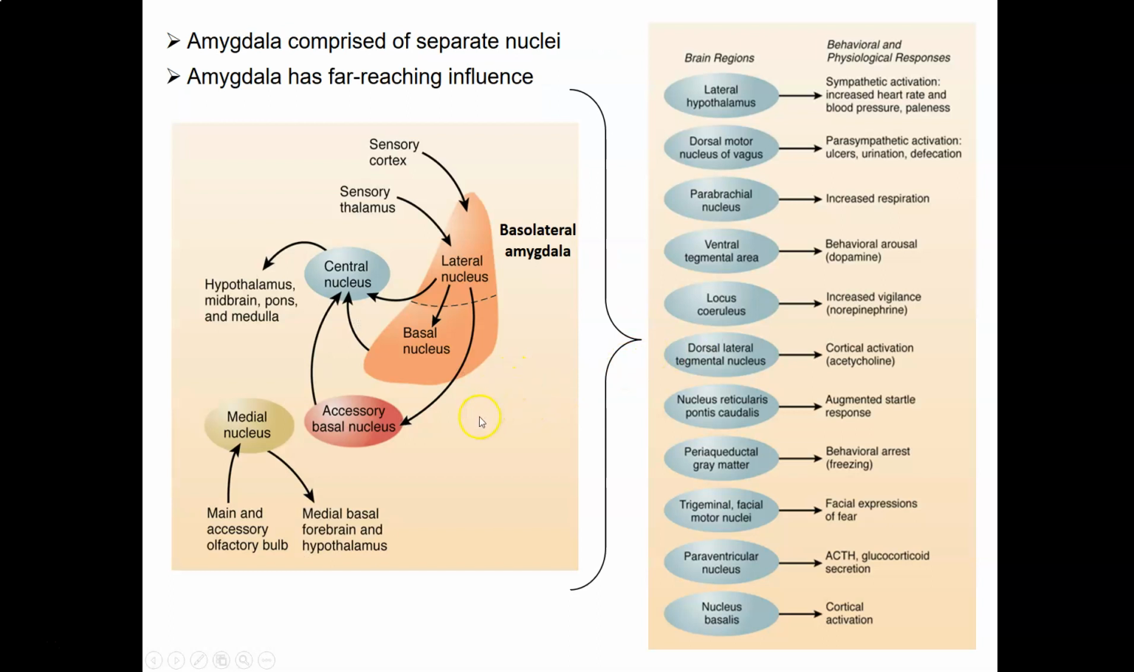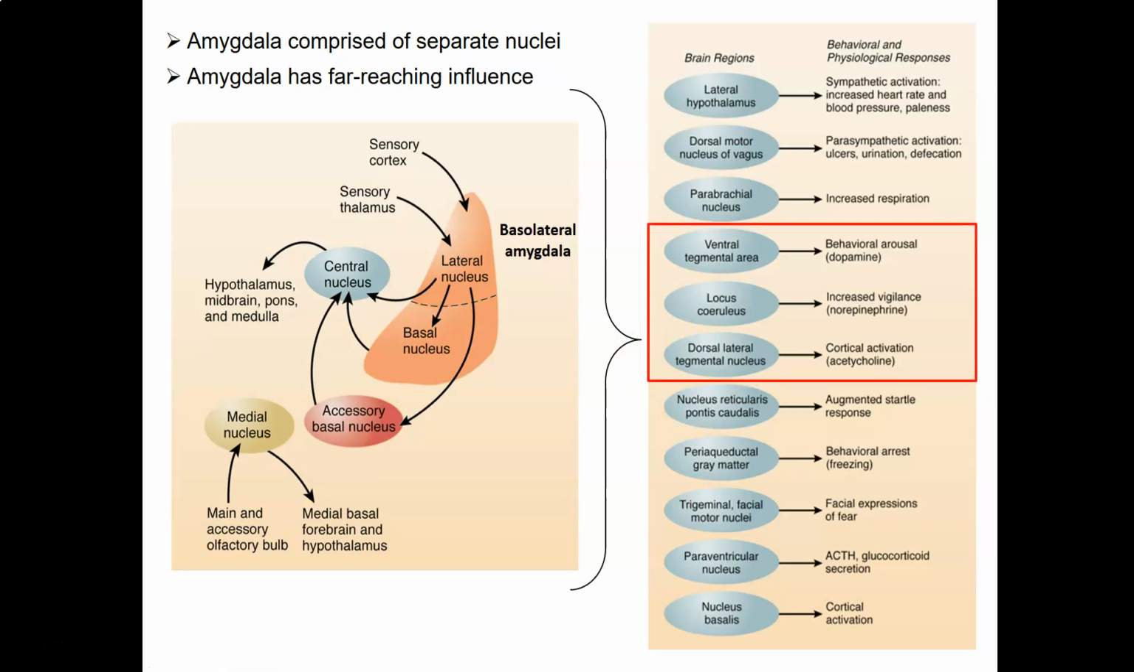It has far-reaching influences. So here is the basolateral. This is the central. Now this will be coming out of the central nucleus, and there's a bunch. I don't want you to memorize all these. Obviously, I don't want you to memorize any of this stuff. Just know it. Be able to have a general idea of it.